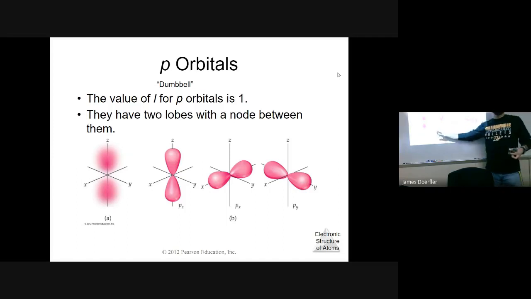Now, this is something you need to remember, maybe for a test, okay? Where you have PZ, PX, and PY denotations here. This simply just means the axis that that particular p orbital lies on. Okay, so PZ, PX, PY is the axis upon which that particular p orbital lies.